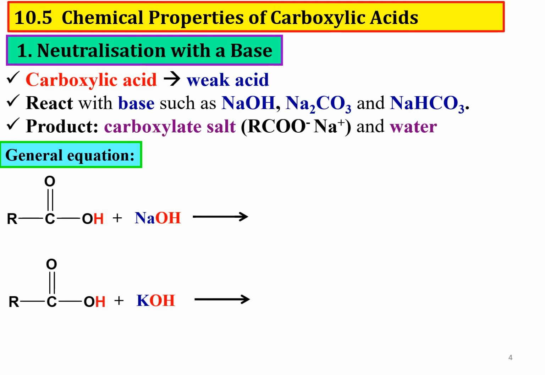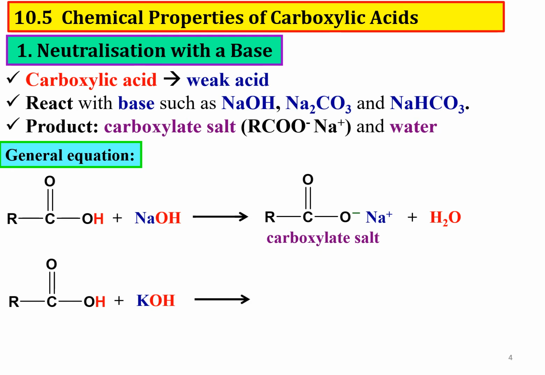First reaction, neutralization with a base. Carboxylic acid is a weak acid. It reacts with bases such as sodium hydroxide, sodium carbonate, and sodium bicarbonate. The product is a carboxylic salt and water. We look at the general equation. Carboxylic acid reacts with NaOH. Carboxylic acid is a weak acid, NaOH is a strong base, so it forms carboxylic salt and water. So RCOO minus and Na plus.